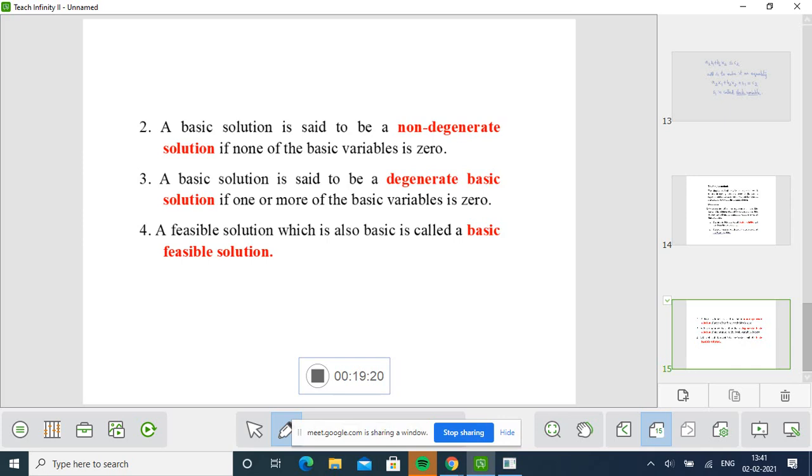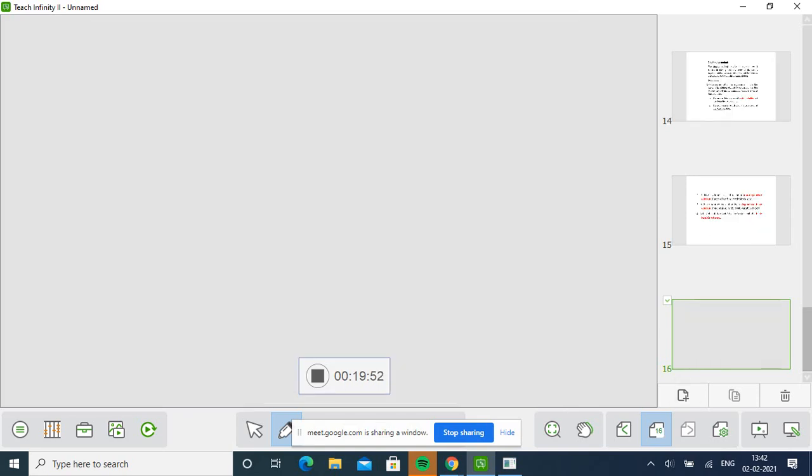A basic solution is said to be a non-degenerate solution if none of the basic variables is 0. A basic solution is said to be a degenerate basic solution if one or more of the basic variables is 0. We'll do a problem now and illustrate this. A feasible solution which is also basic is called a basic feasible solution. Now we'll take a problem and solve it to get the basic solution, check whether it is feasible, basic feasible, degenerate, all that we'll check.